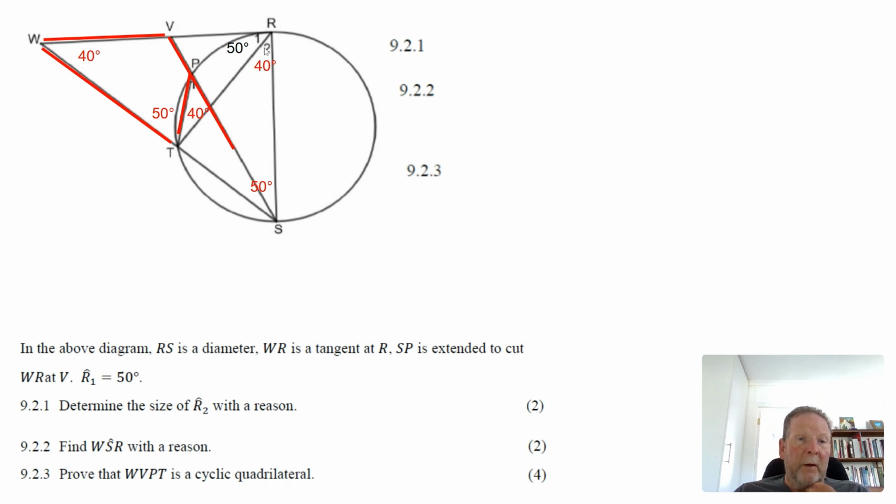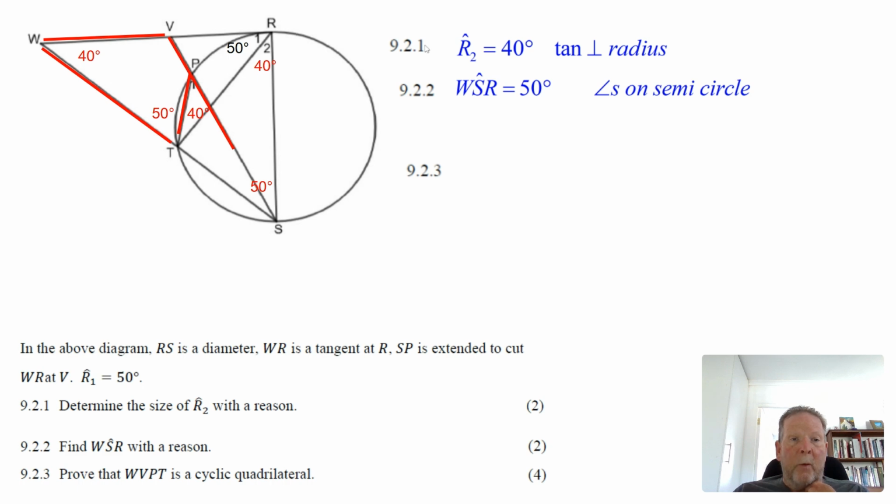Well, you know that R2 has got to be 90 degrees, but why? Well, this tangent is perpendicular to the radius, or perpendicular to the diameter. This is the diameter it's given. So that's why this is 90 degrees. That's why R2 is 90.